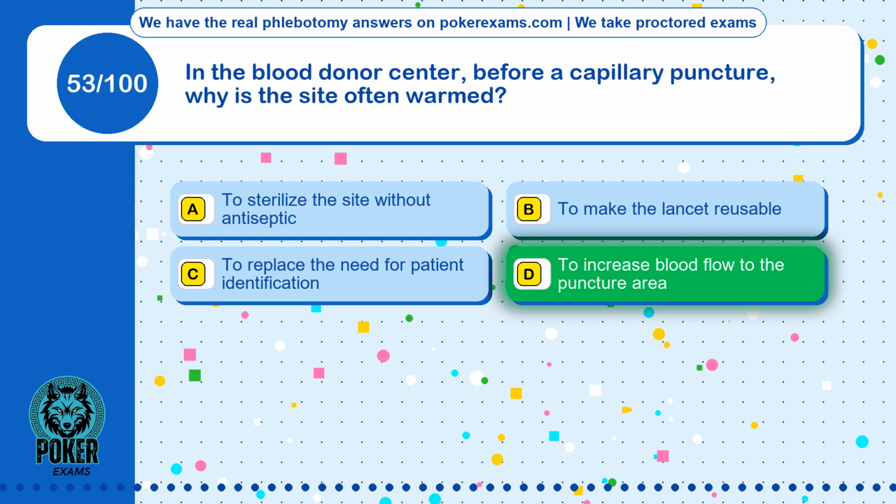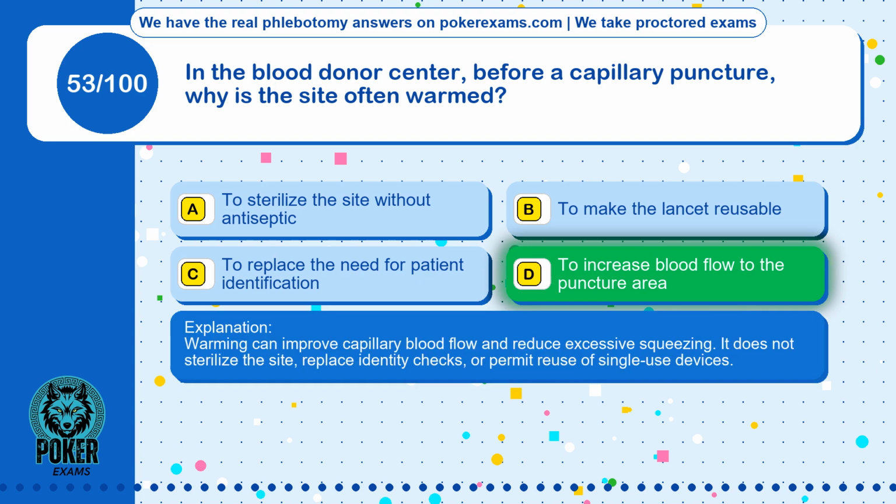The correct answer is option D. To increase blood flow to the puncture area. Warming can improve capillary blood flow and reduce excessive squeezing. It does not sterilize the site, replace identity checks, or permit reuse of single-use devices.